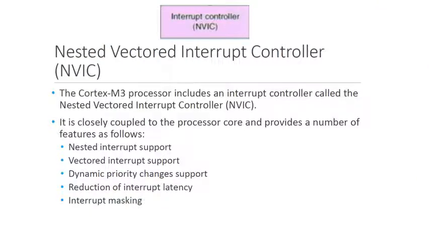One more block is the nested vector interrupt controller, which is included in the Cortex M3 processor. It acts like an interrupt controller. The main features of this are nested interrupt support, vectored interrupt support, dynamic priority change support, reduction of interrupt latency, and interrupt masking.